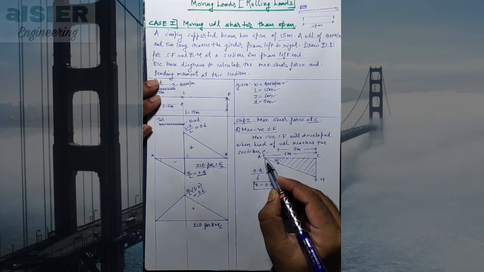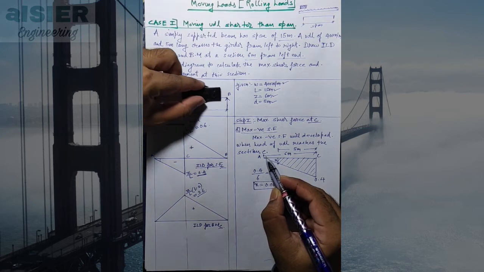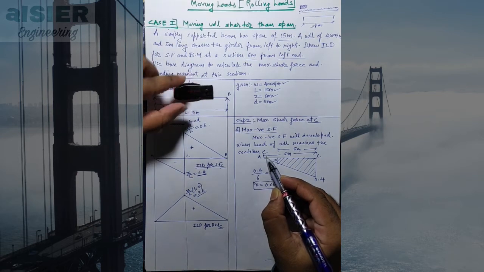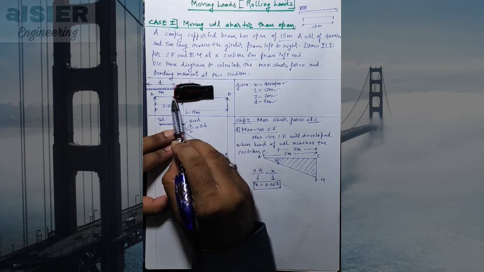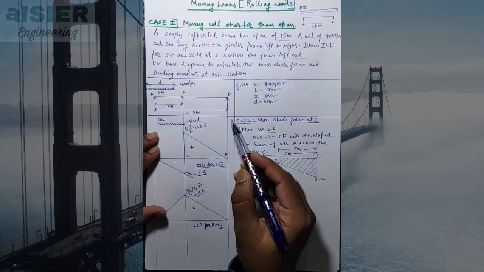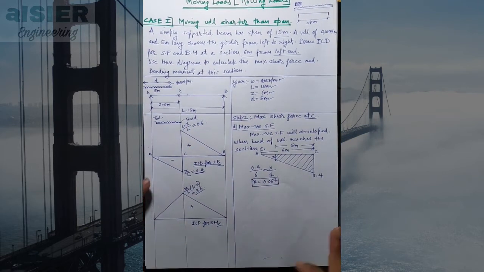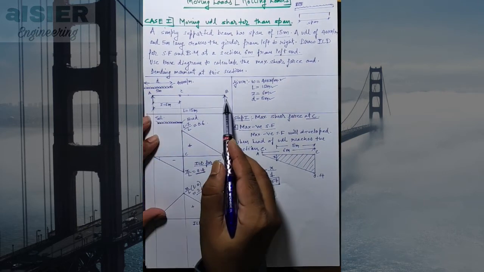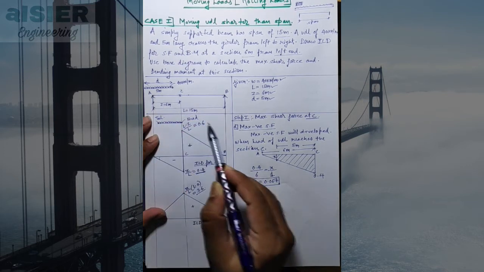Now let us first see what is head of UDL and what is tail of UDL. So let us consider that this is a wagon and this wagon is moving like this. Since it is moving like this, this will be known as head of UDL and this will be known as tail of UDL. So similarly in our case, this load of 40 kilonewton per meter, which is 5 meter long, is moving from A to B. So in this case, this is head of UDL and this is tail of UDL.